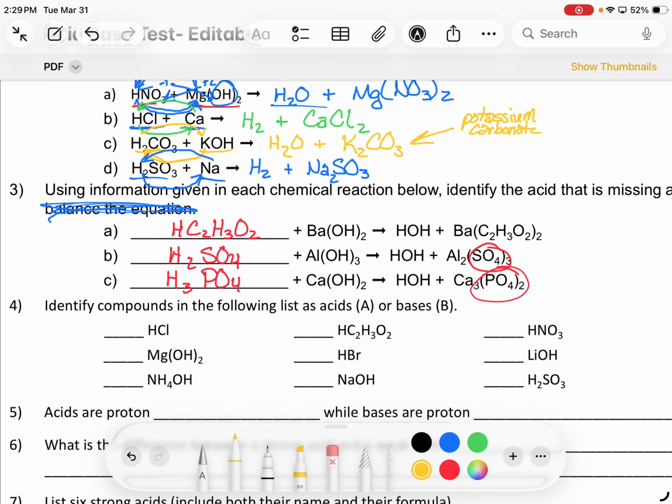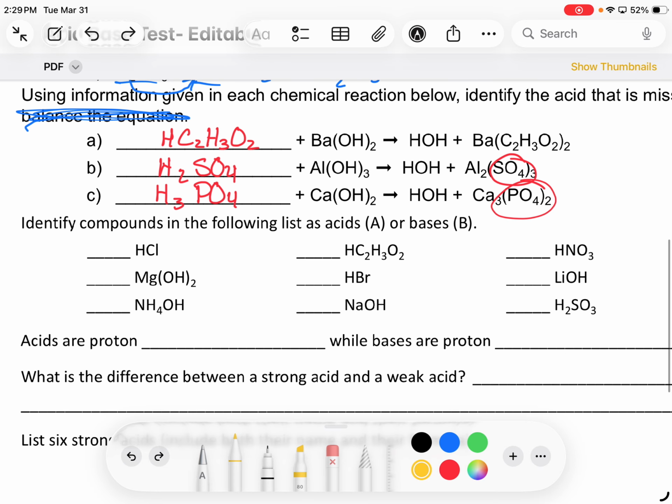By the way, remember how I got each of these subscripts? This was the charge on sulfate, this was the charge on phosphate. You will have your periodic table with polyatomic ions on the test tomorrow. Questions? Good. Identify compounds in the following lists of acids or bases.